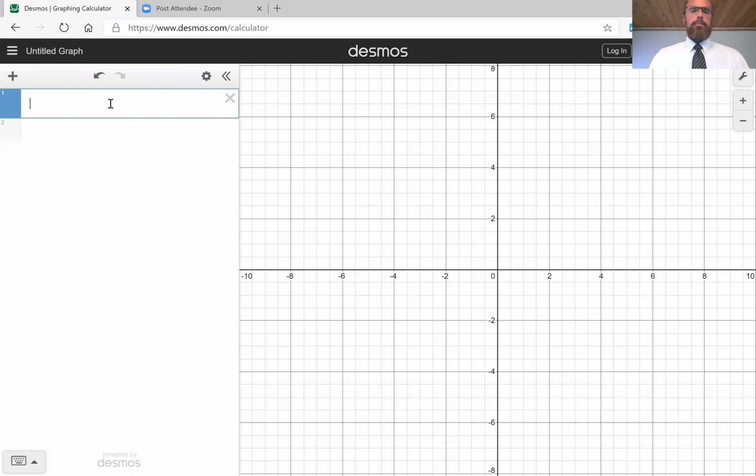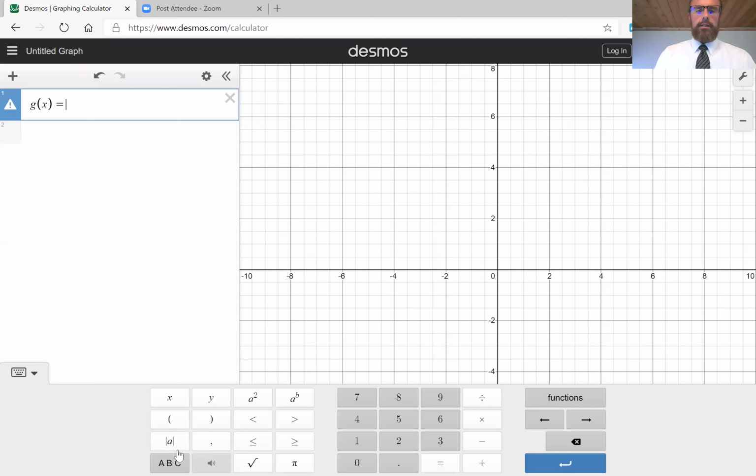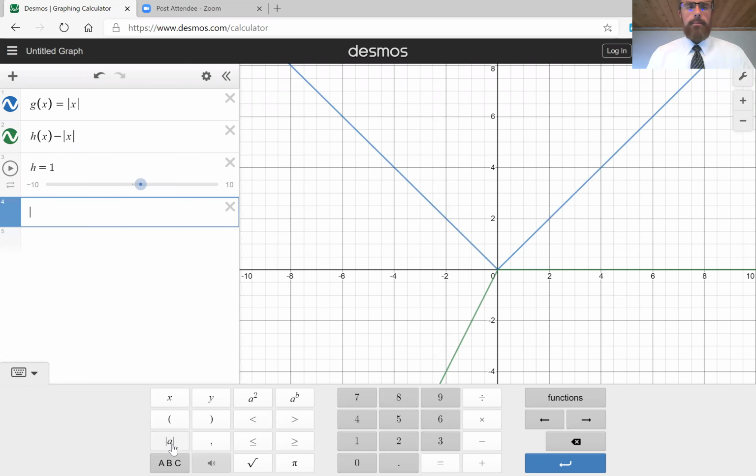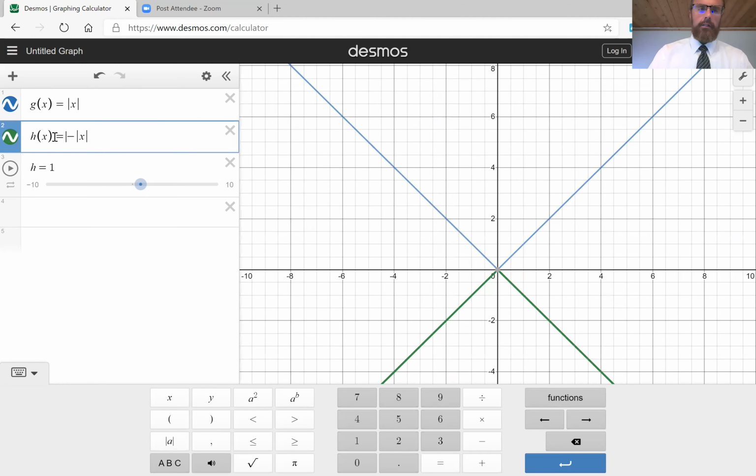So here on Desmos, I'm going to type in g of x equals, and then absolute values, if I click the keypad, is there on the left. So absolute value of x. And then h of x is negative absolute value of x. And let me make sure I put an equals sign in there.